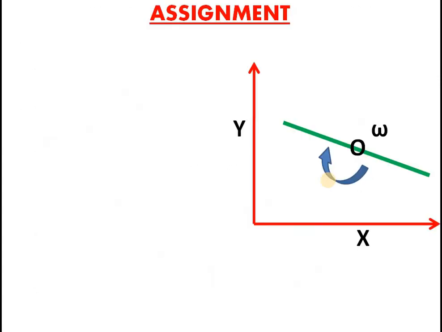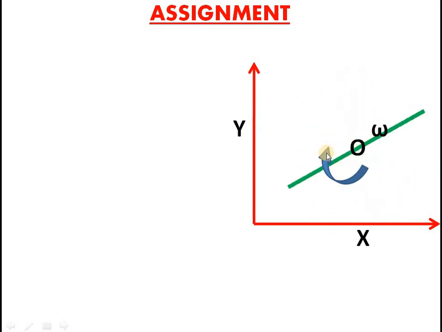Okay, so here now you have an assignment, a simple assignment. Here you can see a rod. A rod is rotating with a constant angular velocity in the xy plane. And imagine there is a bead on the rod, a bead which can move along the rod.